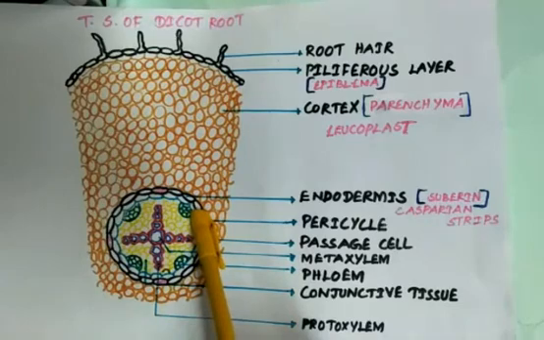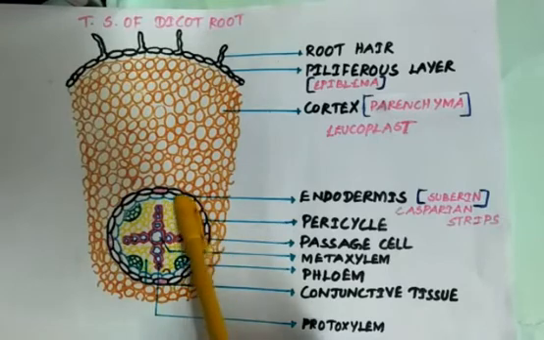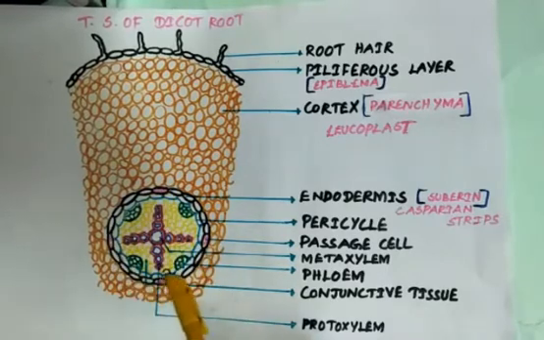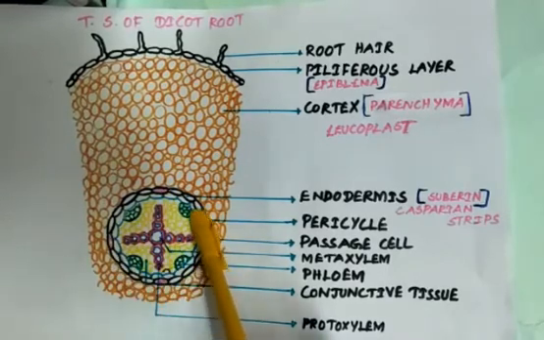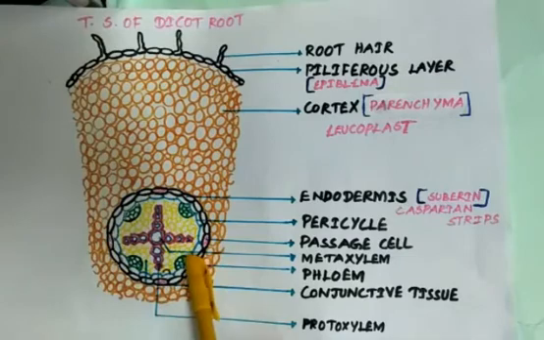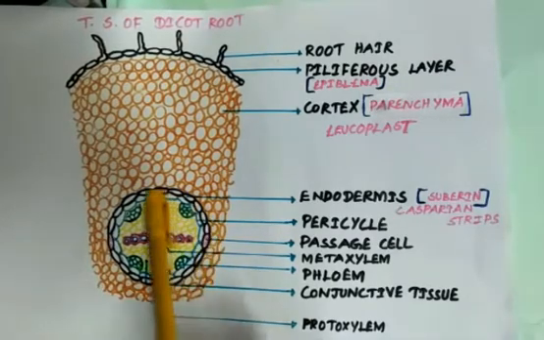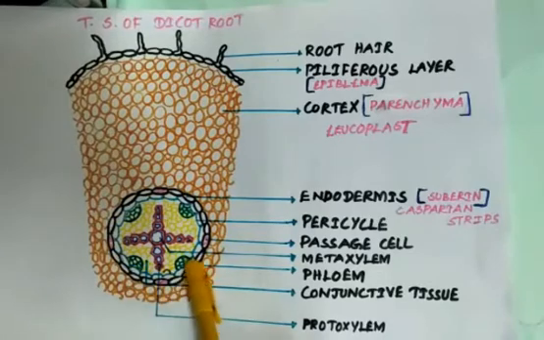It is present inner to the endodermis. It is made up of a single layer of cells. They are closely arranged without any intercellular space. Pericycle is also made up of only parenchyma cells, that is found inner to the endodermis. This is the outermost layer of the stele.